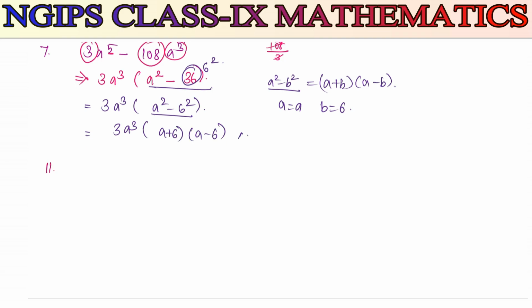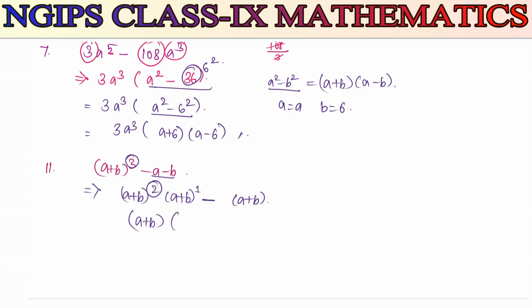Okay, we have here the 11th one, a plus b whole cube minus a minus b. Just I am going to write the terms a plus b whole square into a plus b. So when bases are same, we can add the powers. Here it is 2 and here it is 1. We'll get back to the power cube, and from these two terms I can take minus common, so the leftover is a plus b. From these two terms again I can take a plus b common. The leftover we have to write in the bracket.